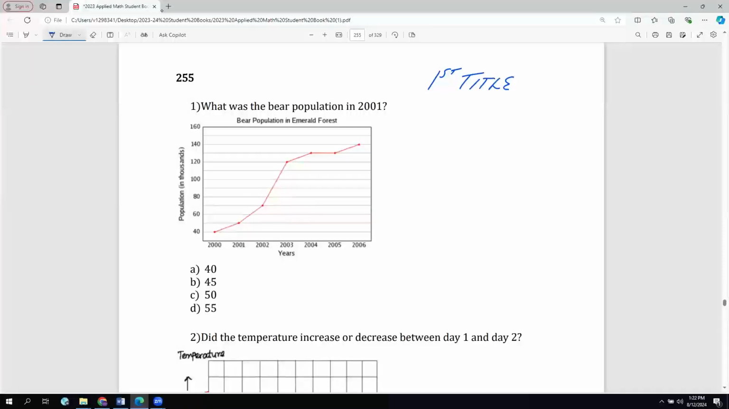So you want to look at the title, and as you can tell, this is bear population in Emerald Forest. Okay. The second thing you want to take a look at is what are your variables that are being compared or described? You could say, well, on my horizontal axis, we included that word in the previous video, I'll see that years or time is being described. I'd say exactly. What about that vertical axis?